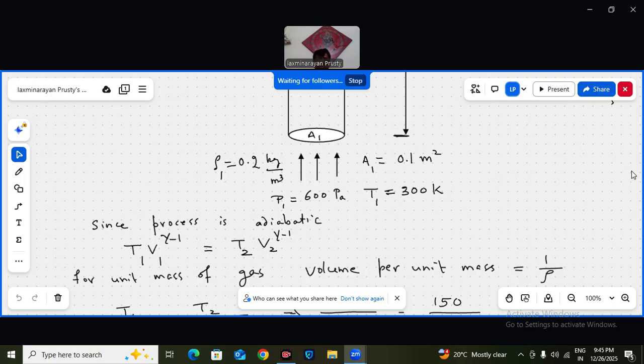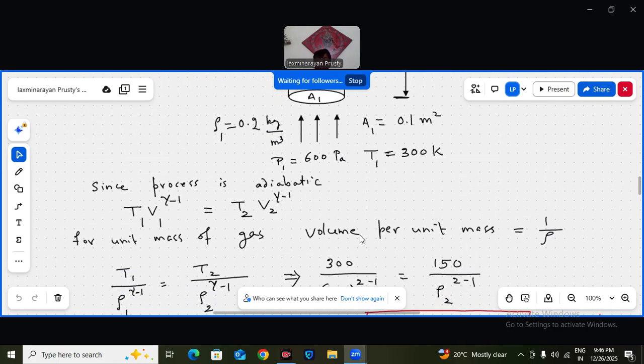Using the adiabatic process, basically the expression between T and V: T1 V1 to the power gamma minus 1 will be T2 V2 to the power gamma minus 1. Gamma minus 1 will be 2 minus 1, which is 1. Okay, very simple. So for unit mass of the gas, volume per unit mass is 1 by rho. You see, this V1 is proportional to 1 by rho.